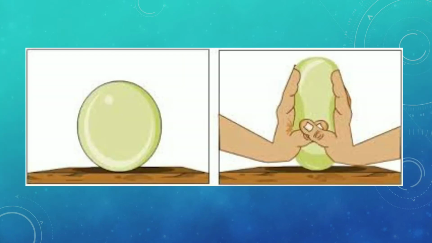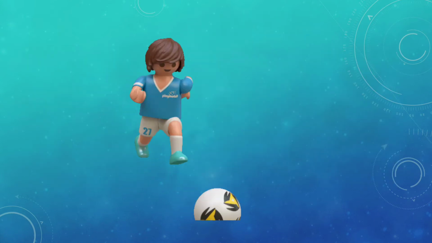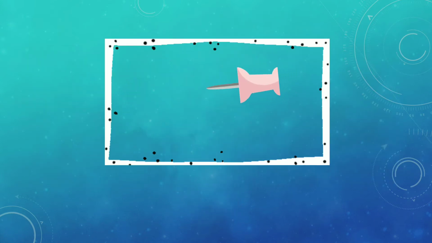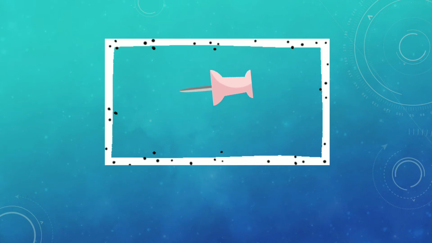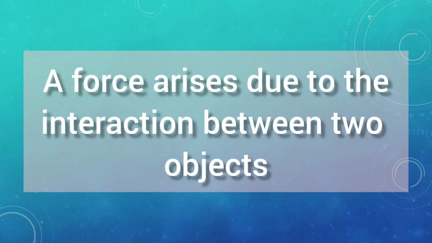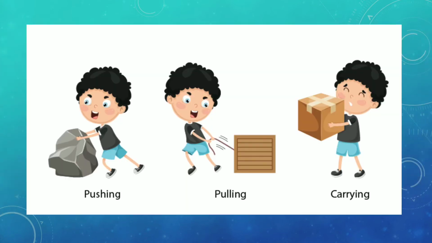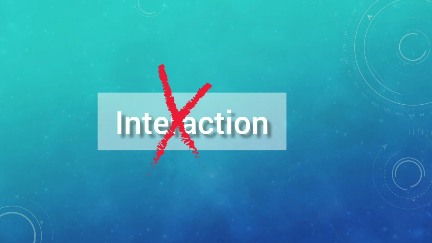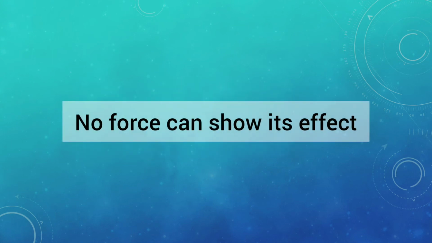So, we can say that force is due to an interaction. An interaction of one object with another object results in a force between the two objects. In other words, a force arises due to the interaction between two objects. At least two objects must interact with each other for a force to come into play. If there is no interaction between two objects, no force can show its effect.